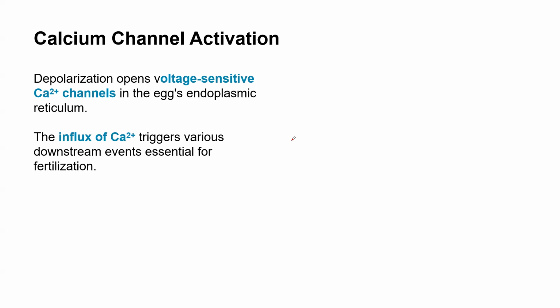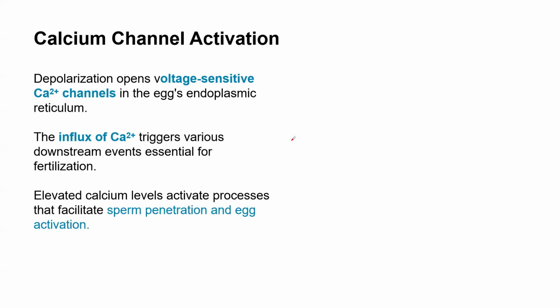voltage-sensitive calcium channel in the endoplasmic reticulum, because the egg is a cell and it has different organelles like endoplasmic reticulum. So as a result of that depolarization, the endoplasmic reticulum will now open the voltage-sensitive calcium channel. And as a result, there will be an influx of calcium ion, which will trigger various downstream events, which is essential for fertilization. So therefore, the elevated level of calcium will now activate the process that facilitates sperm fertilization and egg activation.